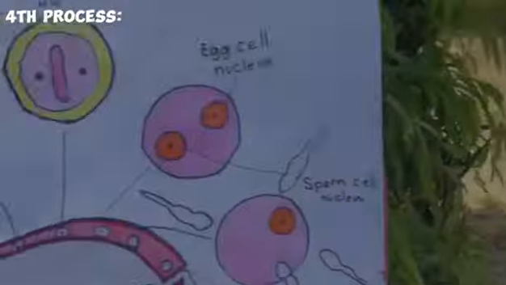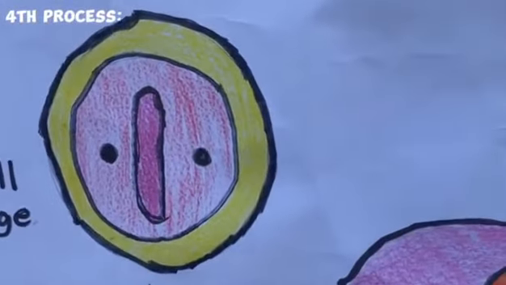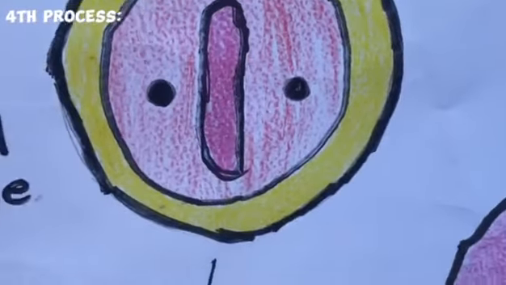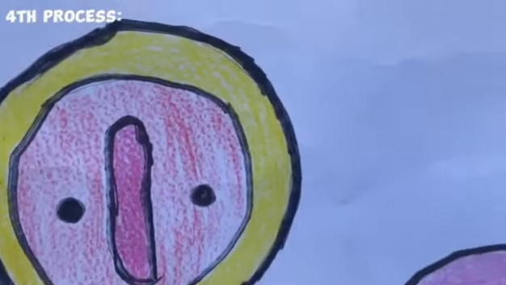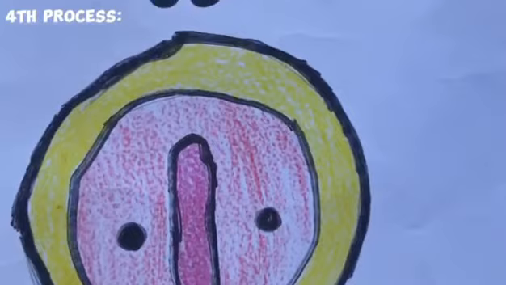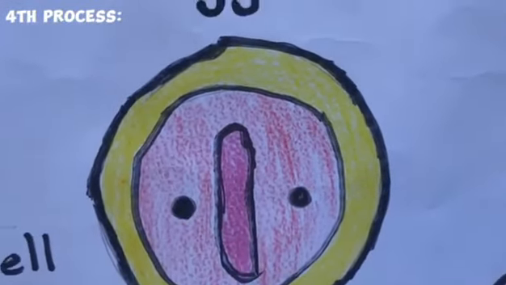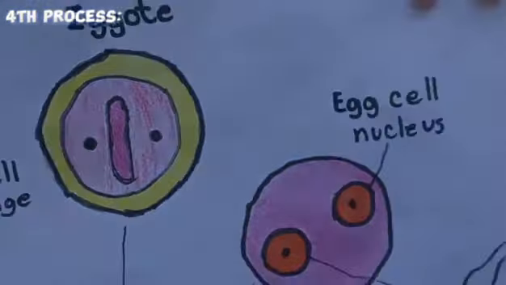The fourth process is zygote. Zygote, fertilized egg cells that result from the union of the female gamete, egg or ovum, with a male gamete, sperm. Also, the zygote phase is brief, lasting only about 4 days, and it takes about 5 to 6 days for a zygote to transform into a blastocyst.